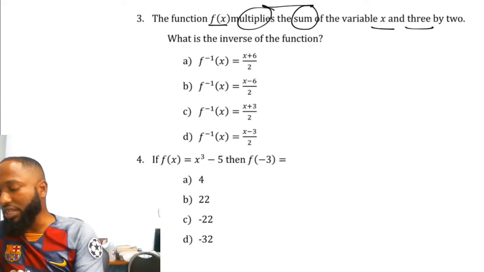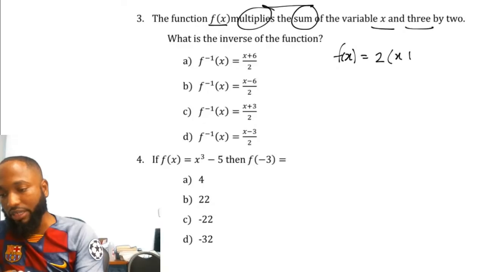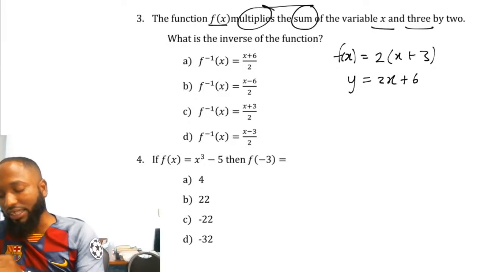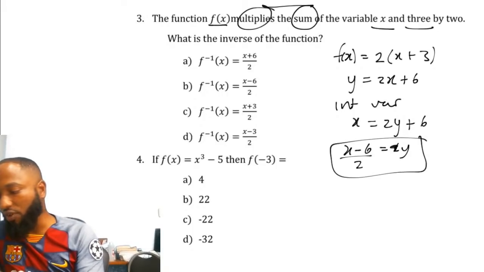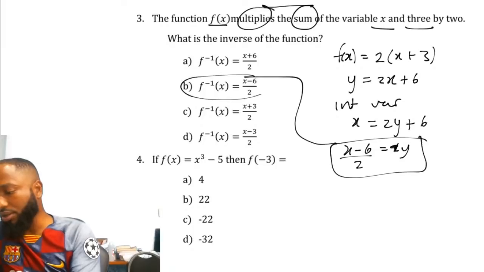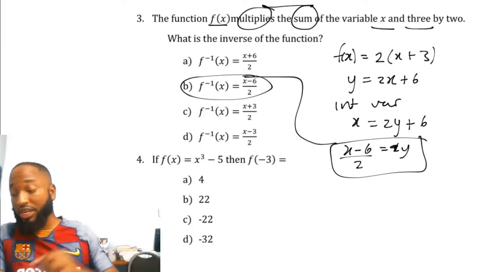So the initial function is f of x is equal to 2 times the sum of x plus 3. This is like 2x plus 6 if you want. And we can say let it be equal to y. You interchange variables. This is how you find the inverse. x equals 2y plus 6, you bring across the 6 and get rid of that 2 as well. So this is the inverse function here, this one, B. Once again, we did this on video already.